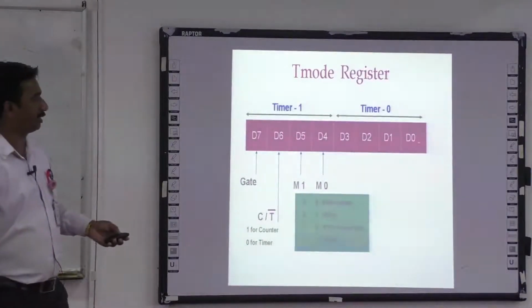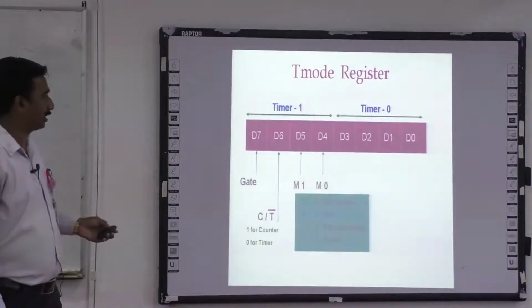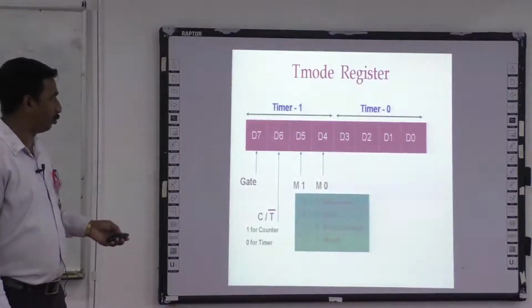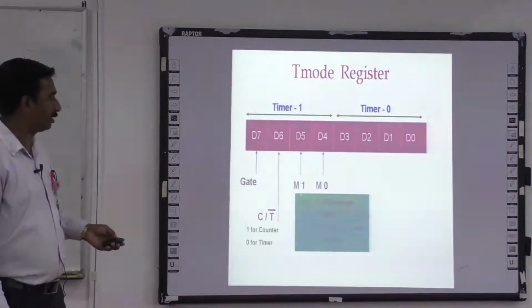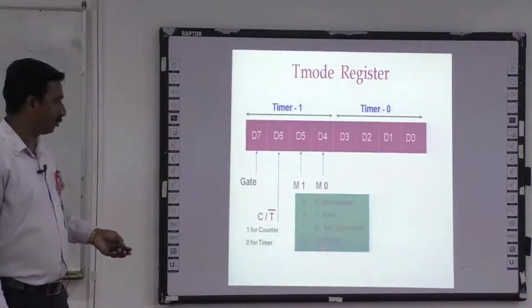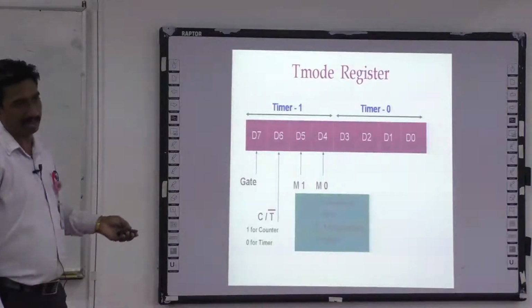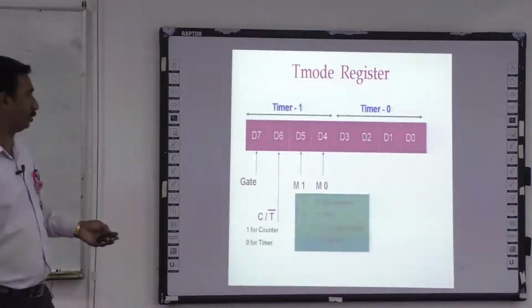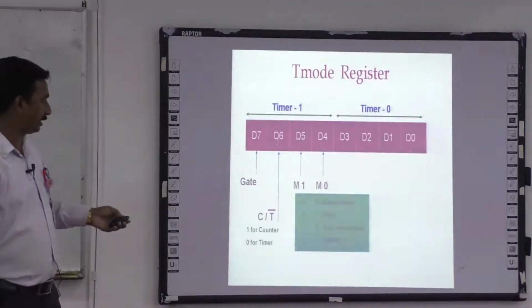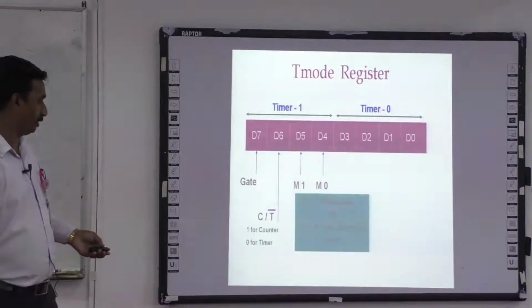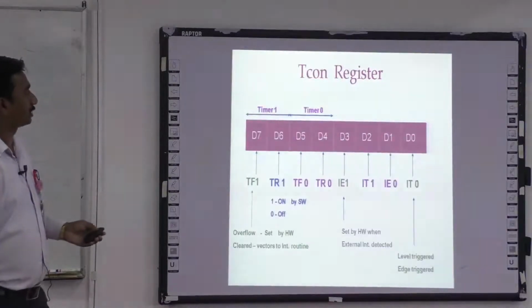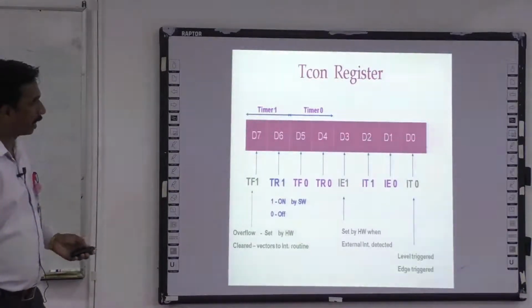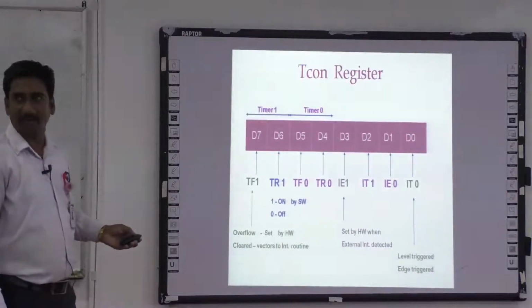So here we can see an 8-bit register, D0 to D7, and two modes, M0 and M1, are provided. We can select the timer mode and make use of timer-based applications. If you don't want a timer, we can select the counters by choosing D6 as 1 or 0. And the next one is timer control, with which we control the time-based applications.